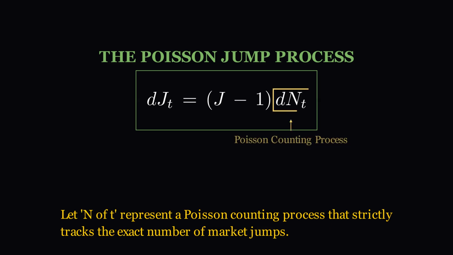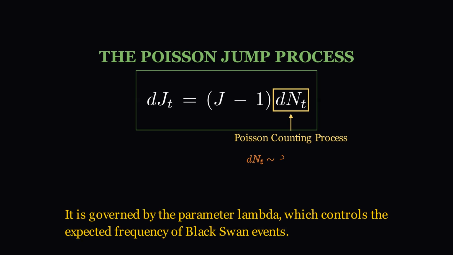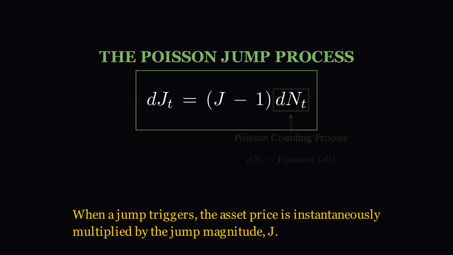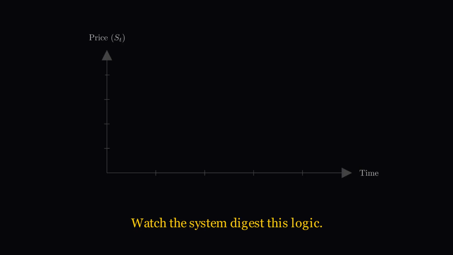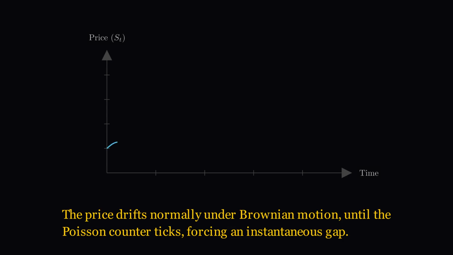Let N of t represent a Poisson counting process that strictly tracks the exact number of market jumps. It is governed by the parameter lambda, which controls the expected frequency of Black Swan events. When a jump triggers, the asset price is instantaneously multiplied by the jump magnitude, J. Watch the system digest this logic. The price drifts normally under Brownian motion, until the Poisson counter ticks, forcing an instantaneous gap.